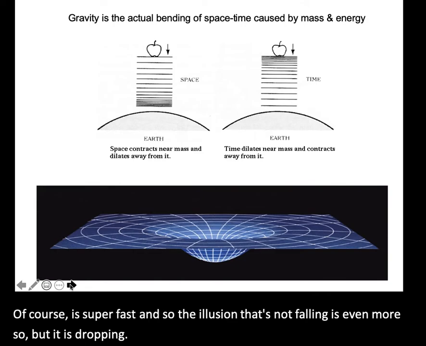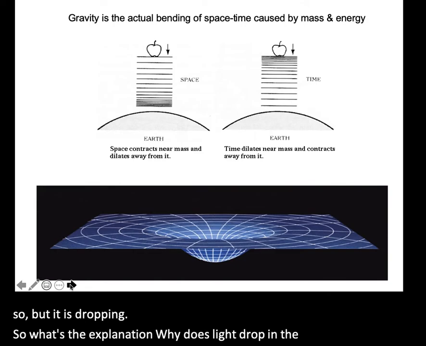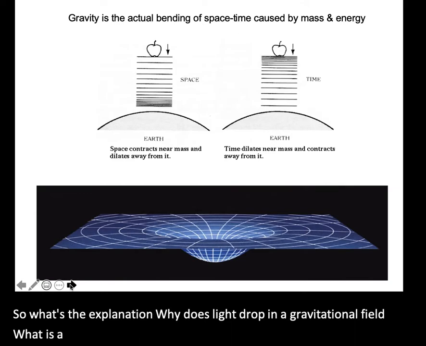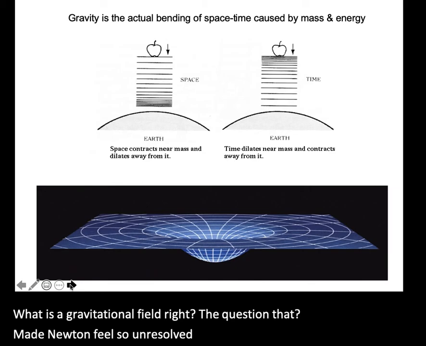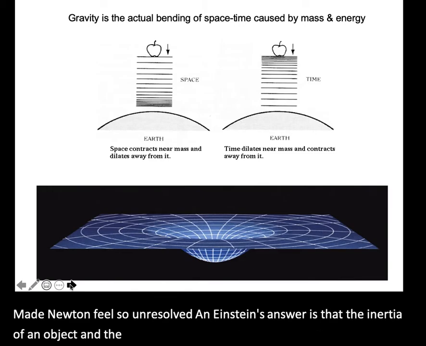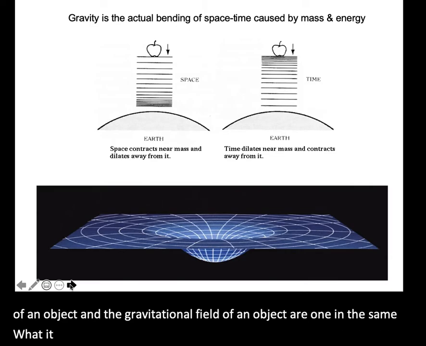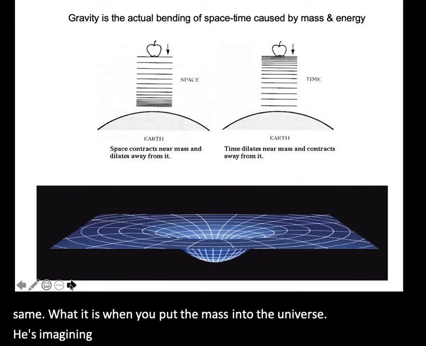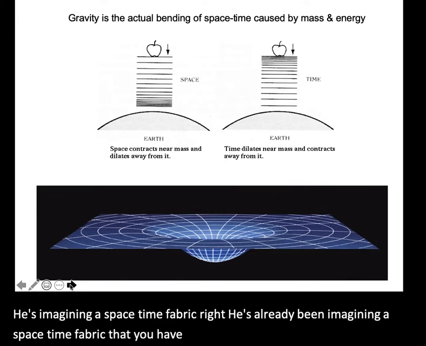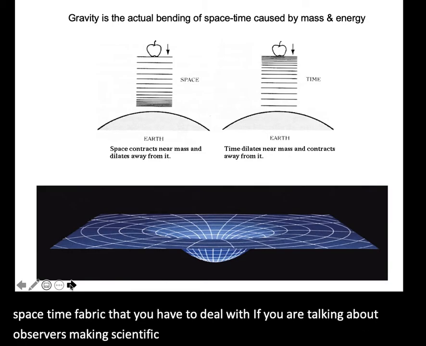So what's the explanation? Why does light drop in a gravitational field? What is a gravitational field, right? The question that made Newton feel so unresolved. And Einstein's answer is that the inertia of an object and the gravitational field of an object are one and the same. When you put mass into the universe, he's imagining a space-time fabric, right? He's already been imagining a space-time fabric that you have to deal with if you are talking about observers making scientific measurements. You can't separate out space and time, right? It's a 4-dimensional space-time fabric.